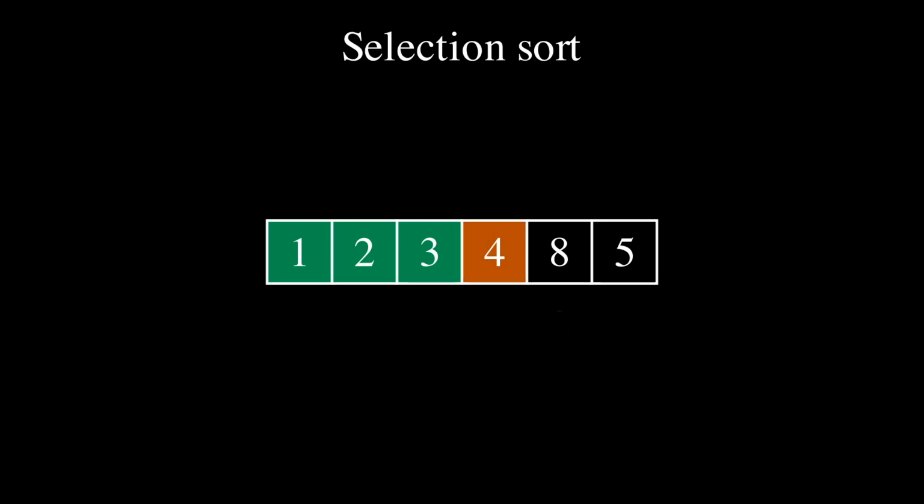4 is the next smallest number, and it is already in the proper place. The algorithm doesn't know it, and will scan the unsorted part and swap 4 on itself. The next iteration is started from the fifth item in the array.